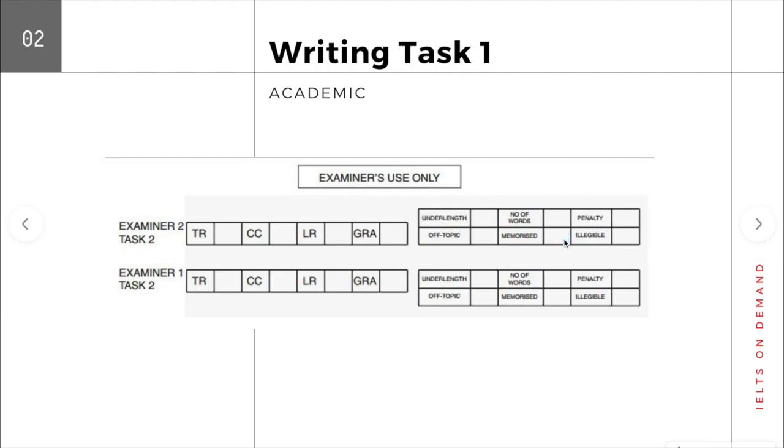The next is illegible, which means that it is difficult for them to read your answer, in that they really cannot understand what you're saying because of how difficult it is to read your handwriting. So that's basically it. But I don't see that would be a problem with the computer-based exams. This would be applicable only to the paper-based exams.